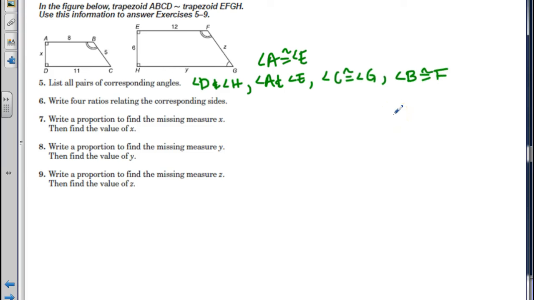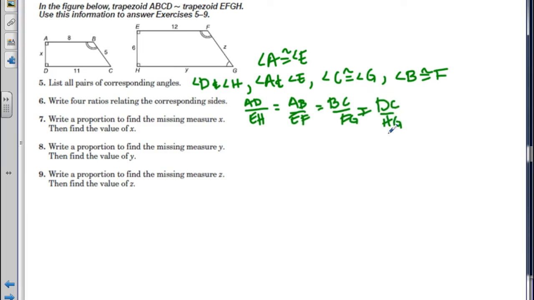All right, 4 ratios with the corresponding sides. All right, so AD is with EH, AB is with EF, BC is with FG, and finally DC is with HG.